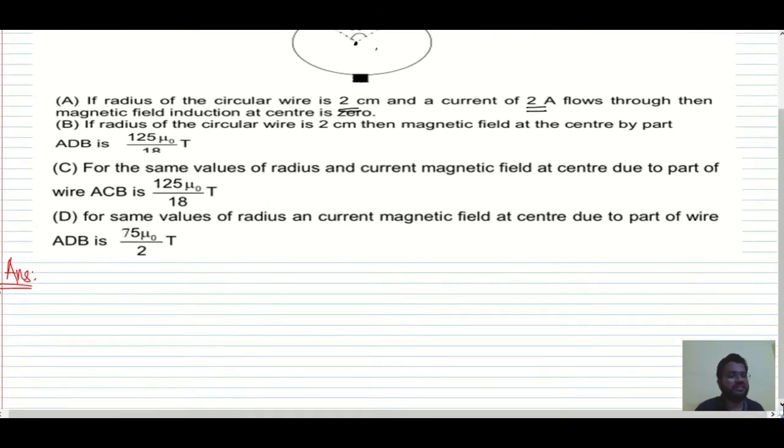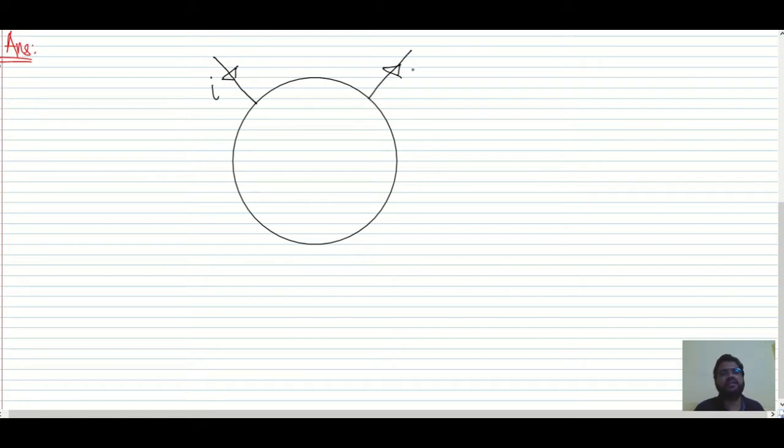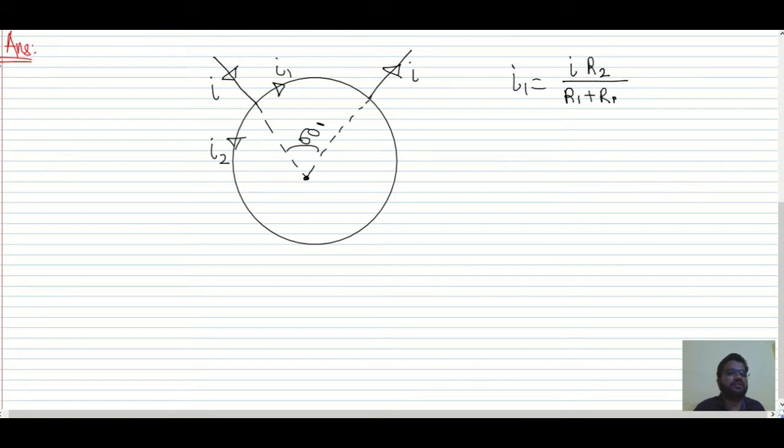Okay, so see here, if we have the current carrying circular coil supposed to be like this, from one end it carries a current of I ampere, and in the other end we have the same current I, and at the center it makes an angle of 60°. Then we can calculate what is the current in this I1 and what is the current in this I2. So to find current I1, we take the total current, multiply it with the opposite resistance divided by the total resistance R1 plus R2.